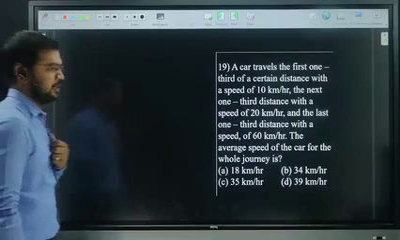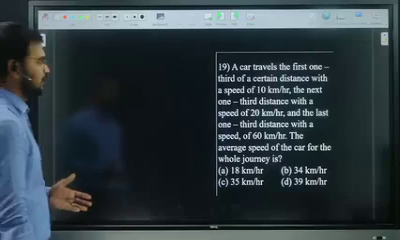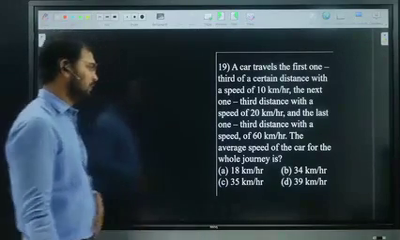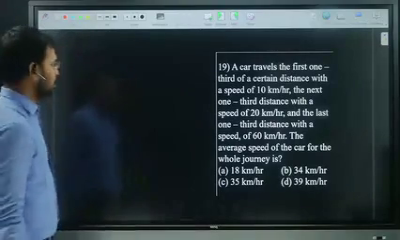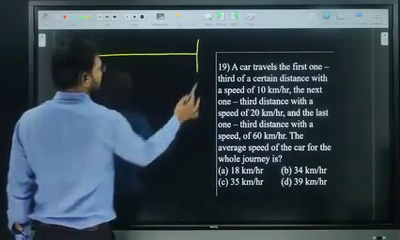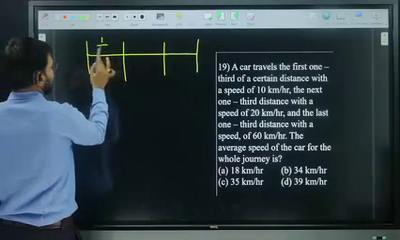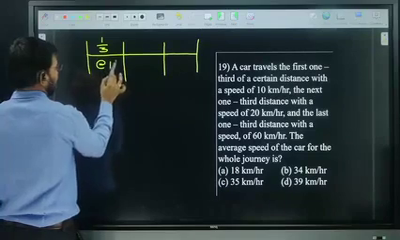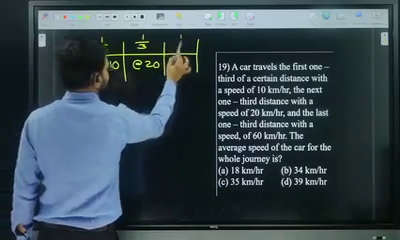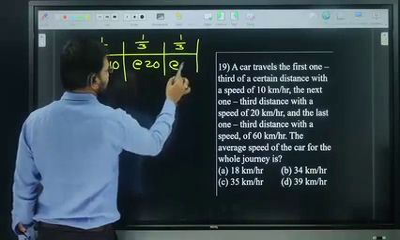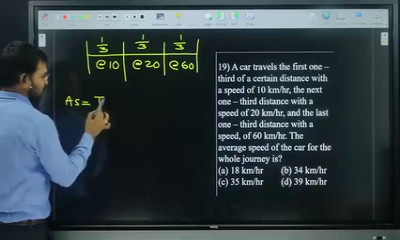So this I also already told. A car travels first one third of a certain distance with 10 km per hour, next one third at 20 km per hour, last one third at 60 km per hour. What is the average speed of the car for the whole journey? What is the answer for this question? I already explained. Average speed is nothing but total distance by total time.